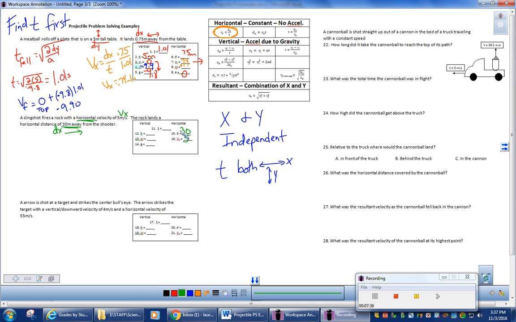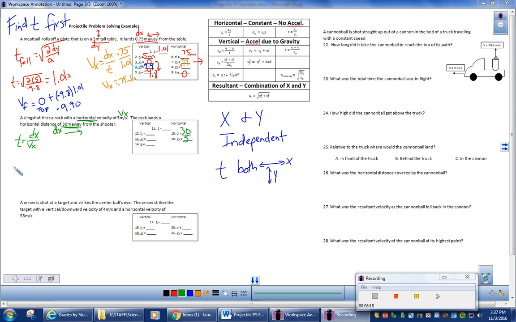So with these two values, I want to come over and look at my equations and decide which one I can use to find time first. So I can no longer use my T-fall equation because I don't have that vertical distance, only the horizontal one. I don't have any vertical velocities, so I can't use that one. The one that I can use is my horizontal distance divided by my horizontal velocity. So my time is equal to my dx divided by my vx.